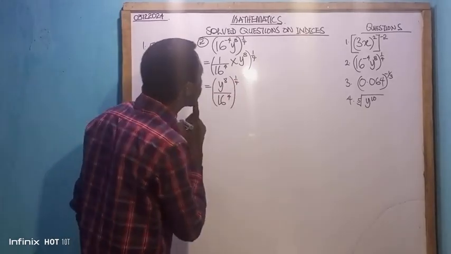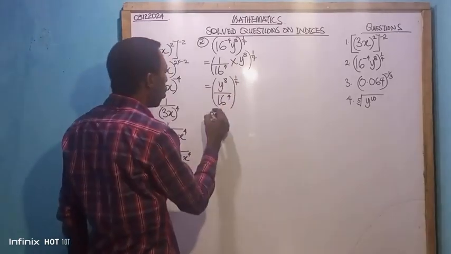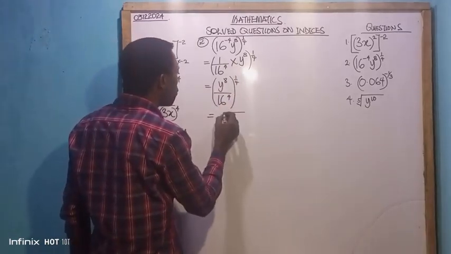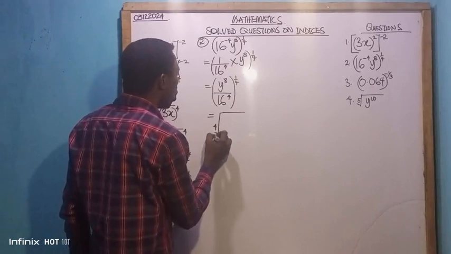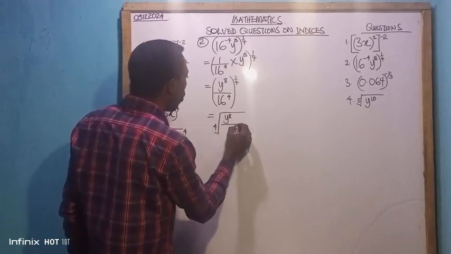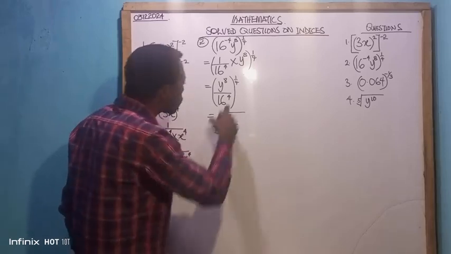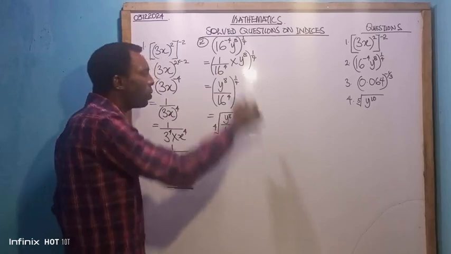So what is 1 over 4? 1 over 4 will be that you find the roots of this. That will give us 4 roots of this. That will be y raised to power 8 over 16 raised to power 4. Then how can 4 affect this and solve it for us?